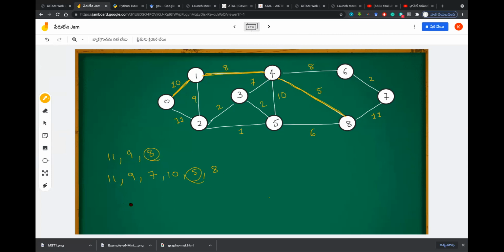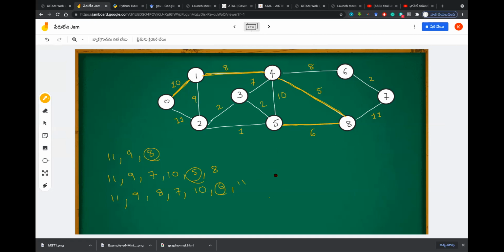Now at 8, we have some at our disposal. We have 11, which is still remaining, from the path that we have covered. From one side, we have 9. From 4 side, we have 8, 7, 10. And also from 8, we have 6 and 11. Which one is minimum? 6, sir. So we go with this path. Carefully observe what are the things that you have left.